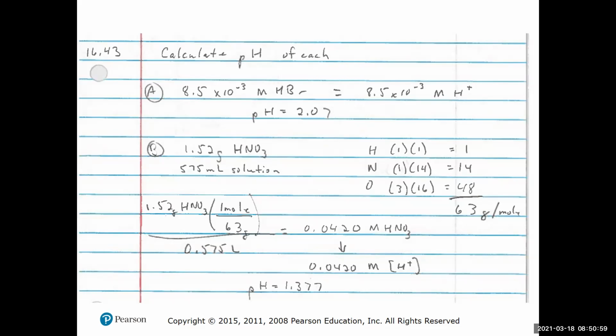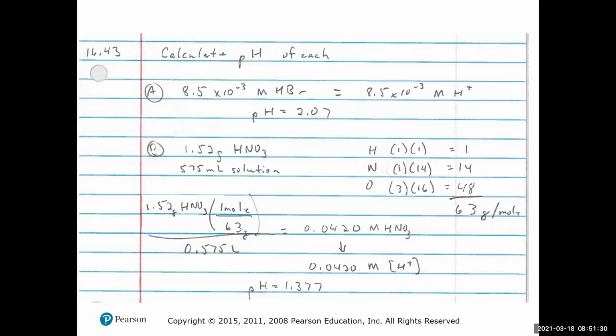Okay, in part B, we're told we have 1.52 grams of nitric acid in 575 mils of solution. So the first one was pretty straightforward. We said, if we have a molarity concentration of a strong acid, then if we simply do minus the log of that, that gives us the pH.